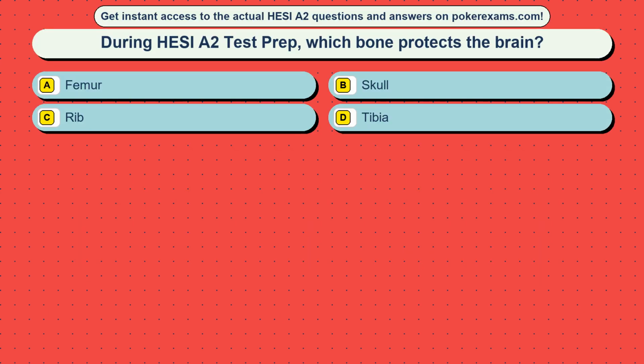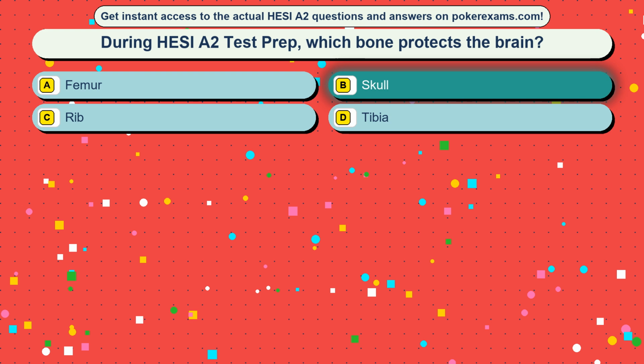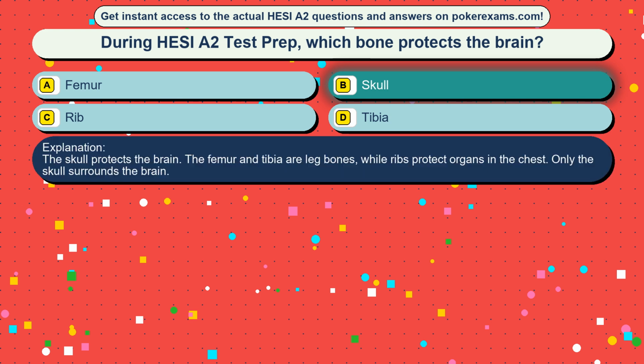Question 1. During HESI A2 Test Prep, which bone protects the brain? Option A, femur. Option B, skull. Option C, rib. Option D, tibia. The correct answer is option B, skull. The skull protects the brain. The femur and tibia are leg bones, while ribs protect organs in the chest. Only the skull surrounds the brain.